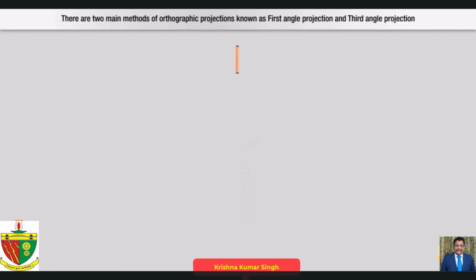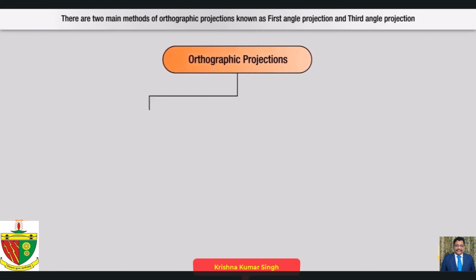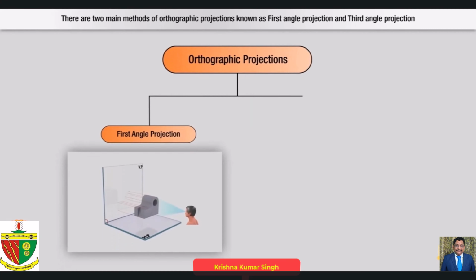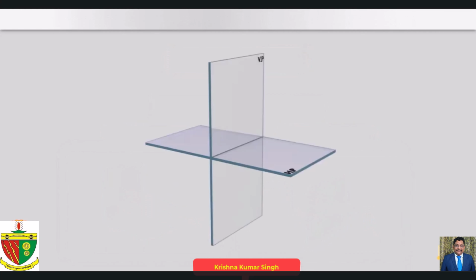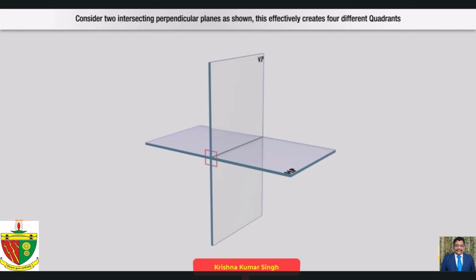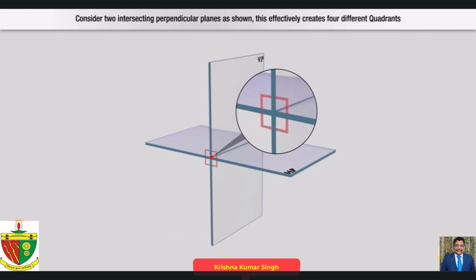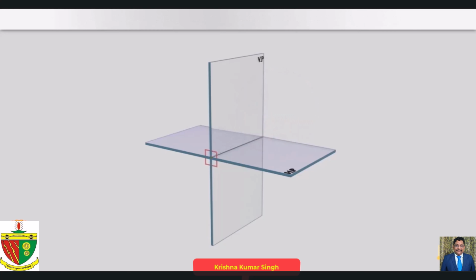There are two main methods of orthographic projections known as first angle projection and third angle projection. Consider two intersecting perpendicular planes as shown. This effectively creates four different quadrants. First quadrant, second quadrant, third quadrant, and fourth quadrant.